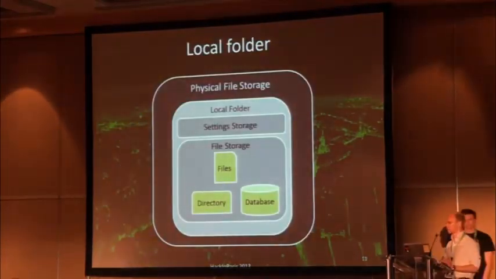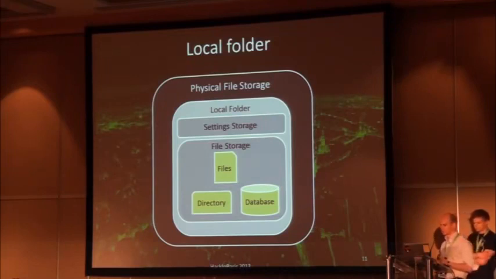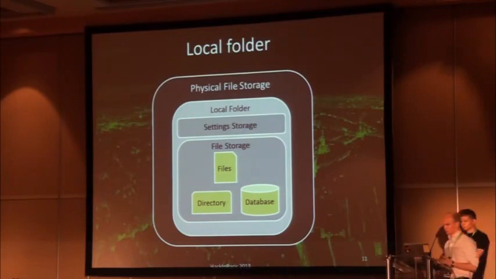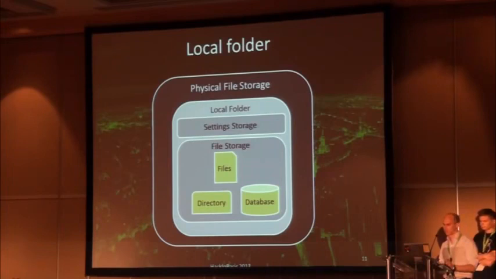Local folder is the place where an application stores its data. It's the same as in iOS or Android. It was previously known as isolated storage, but in this version of the operating system, Microsoft renamed it to local folder. So every application can store its data in three ways. It can use settings storage, which keeps key-value pairs. It can use file storage, which keeps files and directories, and also it can use a database. Windows Phone 8 has an embedded database, which is SQL Server Compact Edition.